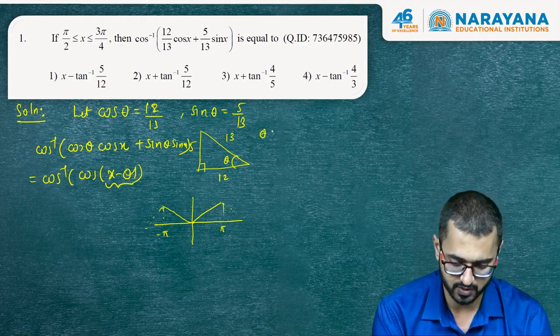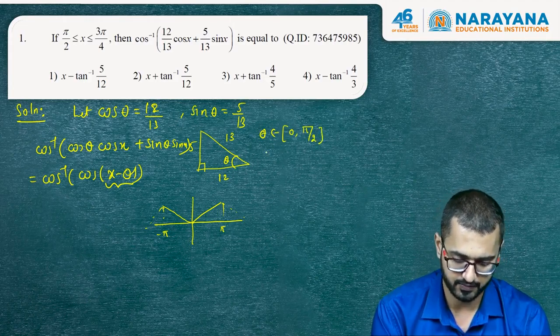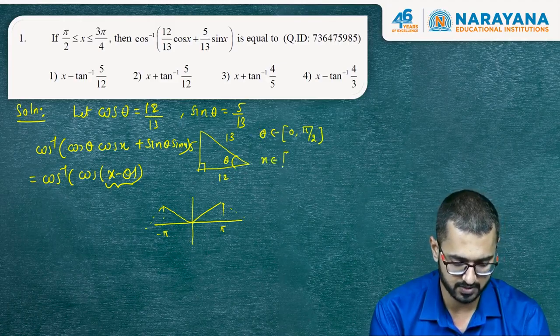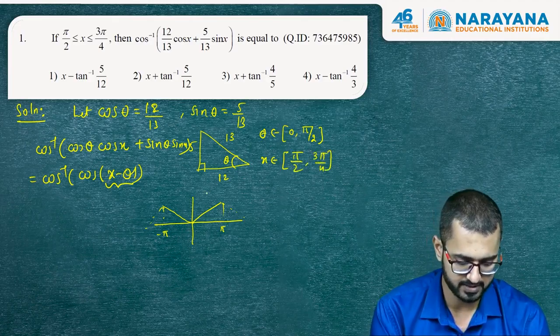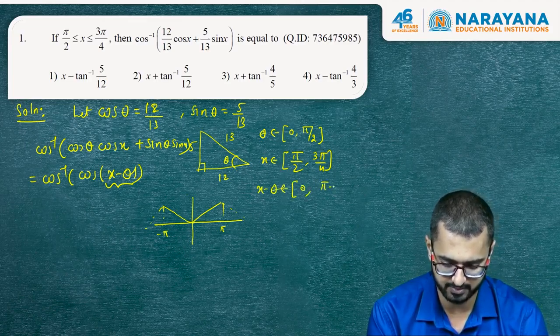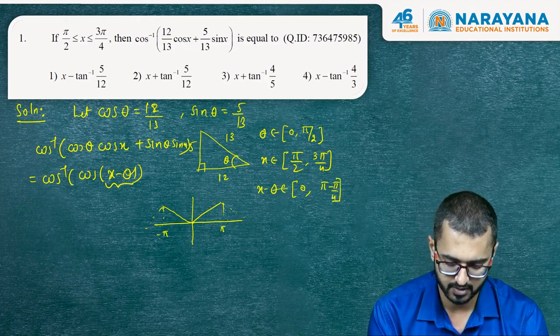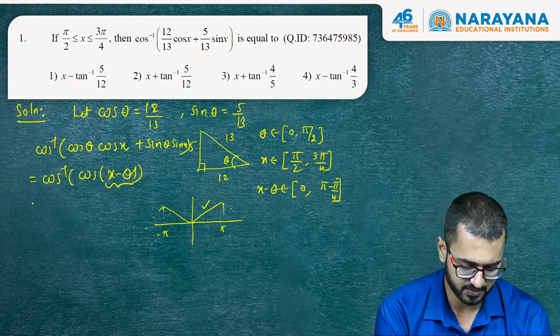As theta belongs to 0 to pi by 2, as both sin and cos are positive, so first quadrant. And x belongs to pi by 2 to 3 pi by 4. So if I do x minus theta, then x minus theta will belong to pi minus 0, and then pi by 2 minus pi by 4, so pi minus pi by 4. It will go here. And now this will be from 0 to pi. That means I am coming to this segment, so this segment will turn out to be simply x minus theta itself.